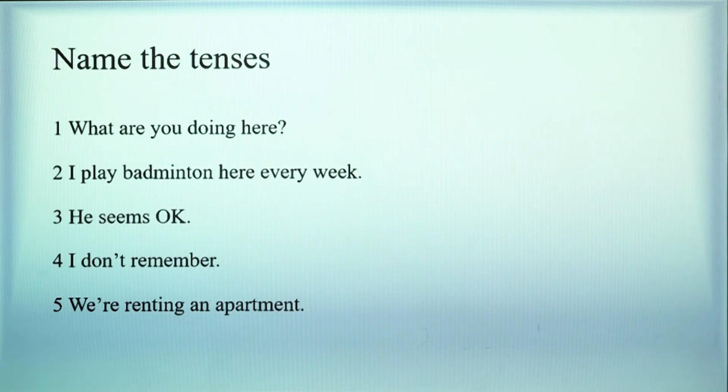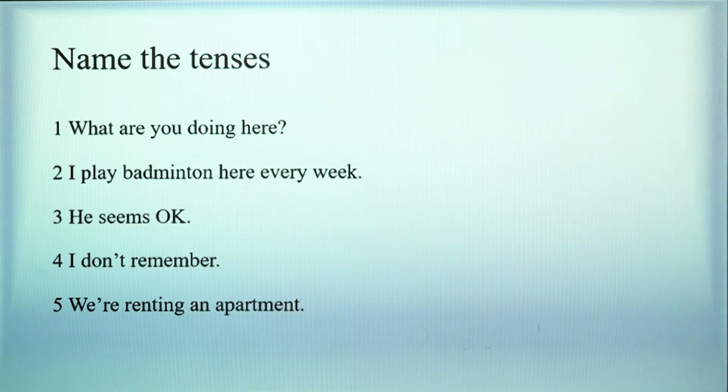Now let's go with some exercises. We have 5 sentences here which you're going to identify in what tense they are. The first one is, what are you doing here? This sentence refers to the present continuous because we see the auxiliary verb are and the ending ing. Now you have to find the others.